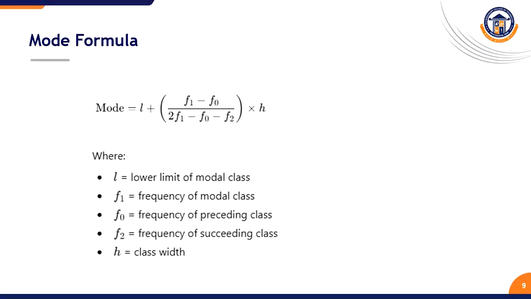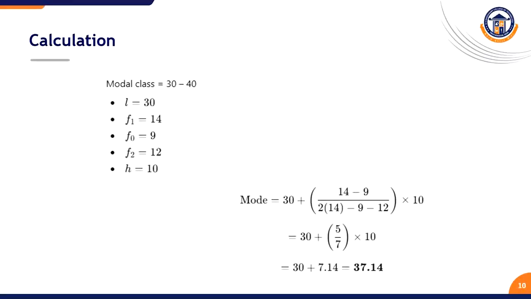We have to identify the representations of the formula from the given data or given modal class. We get L equal to 30 because the lower limit of the modal class is 30. Sorry, F1 is the frequency of the modal class, that is 14. F0 is the frequency of the preceding class of the modal class, that is 9. F2 is the frequency of the succeeding class of the modal class, that is 12. H equals the interval length, that is 10.